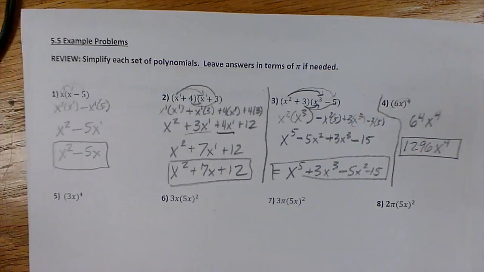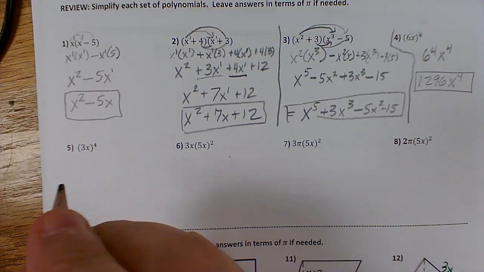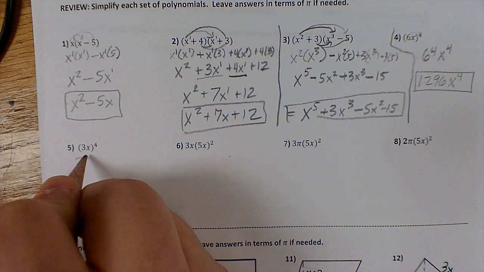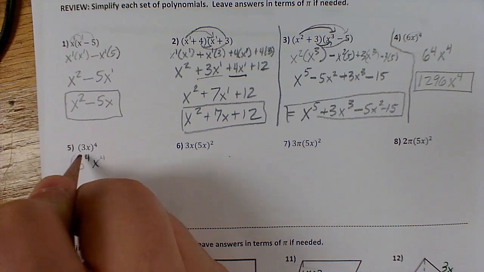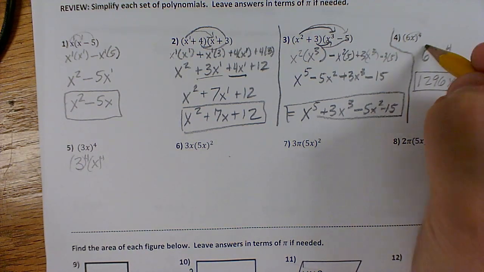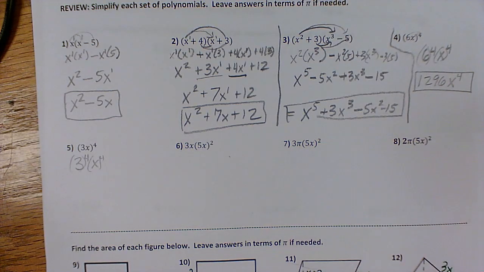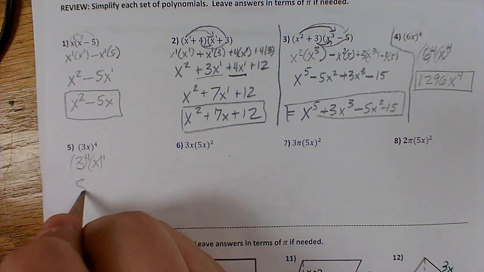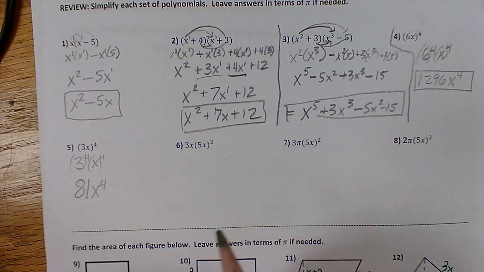Since I like examples in pairs a lot, this one would end up being 3 to the 4th x to the 4th. And really, you're supposed to do them in parentheses with the power. That might become important later. So 3 to the 4th, typed in, I believe is 81. Yep, 81 x to the 4th.